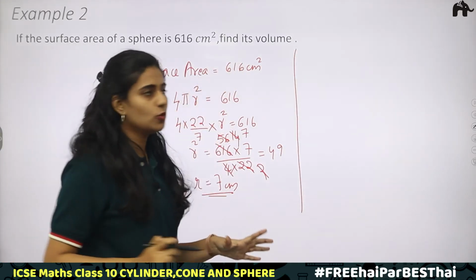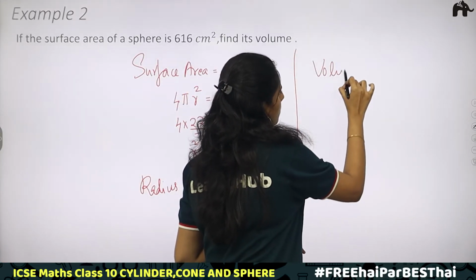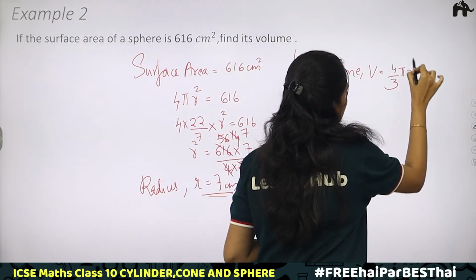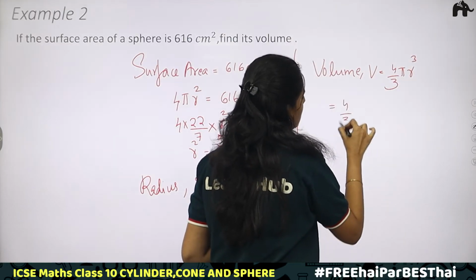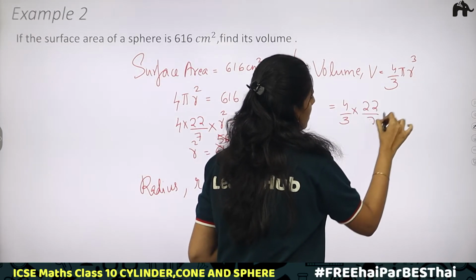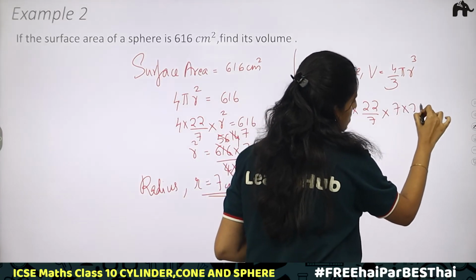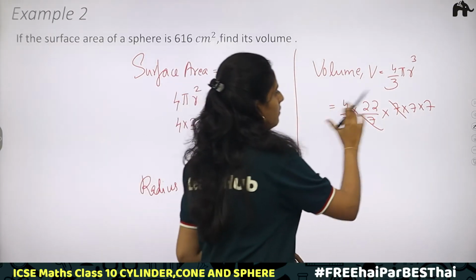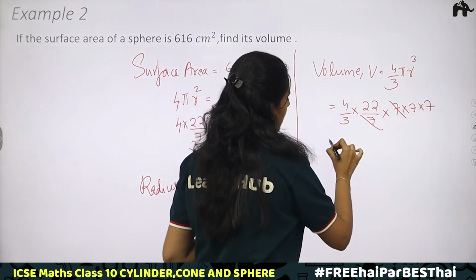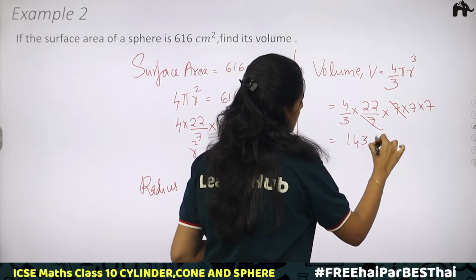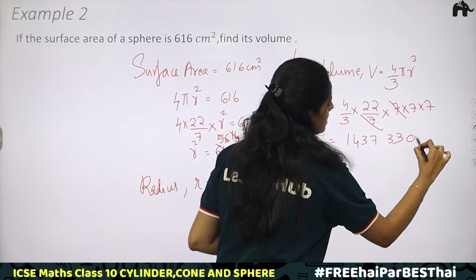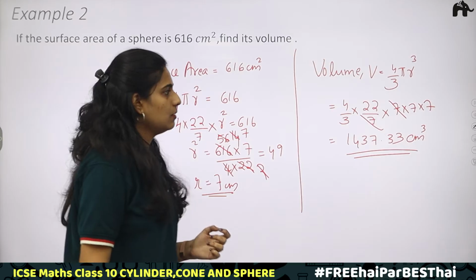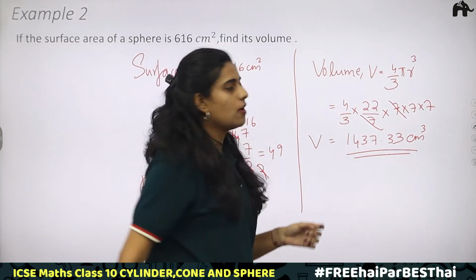Now we can easily find what volume is. Volume of sphere. What is the formula to find volume of sphere? V is equal to 4 by 3 pi r cube. 4 by 3 into 22 by 7. R cube is 7 into 7 into 7. Okay. 7 and 7 can be cancelled. Then when you multiply this, you will be getting the final answer. 1437.33 and the unit is centimeter cube. 1437.33 centimeter cube is the required volume of sphere.